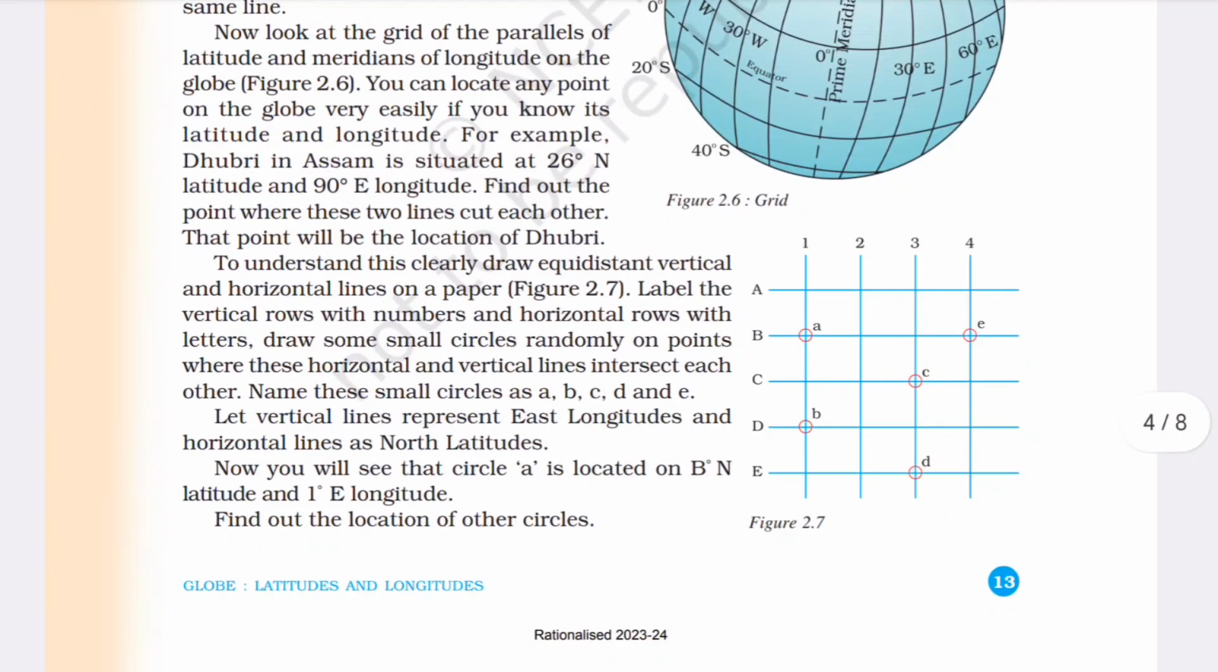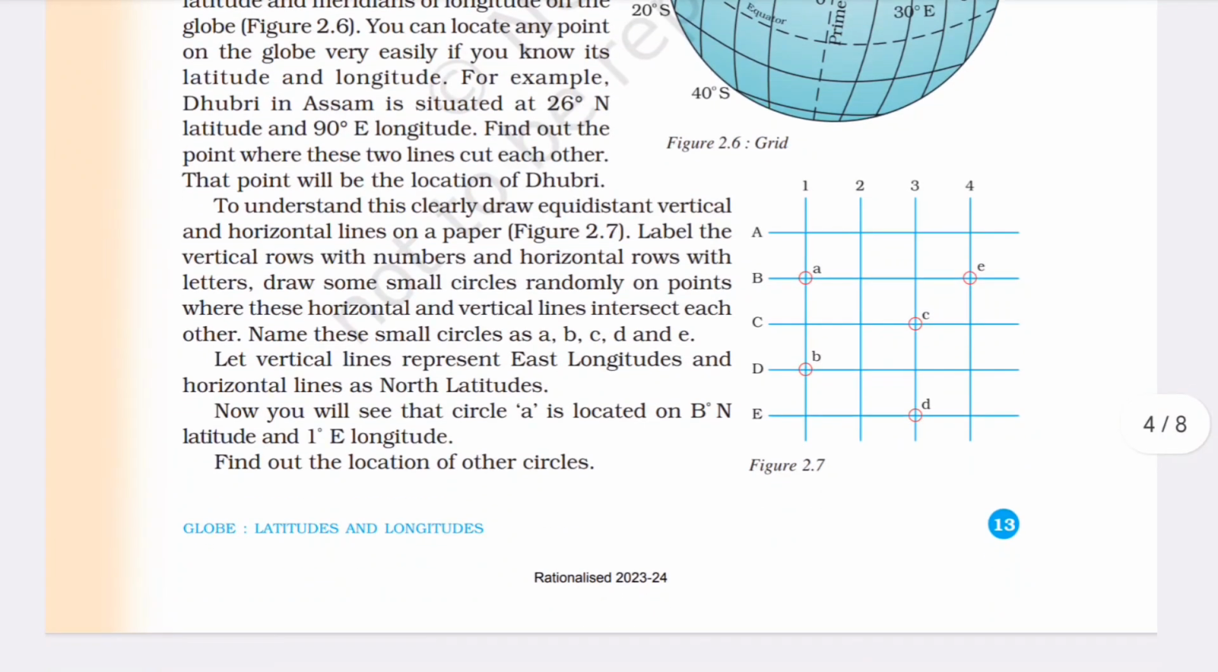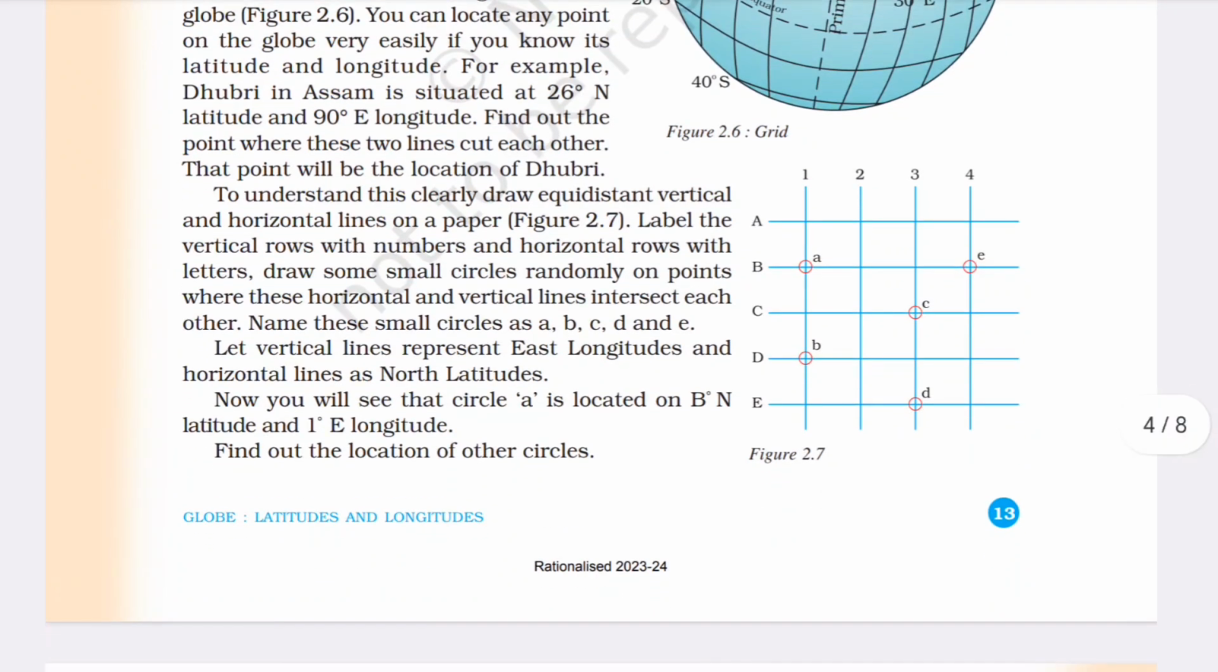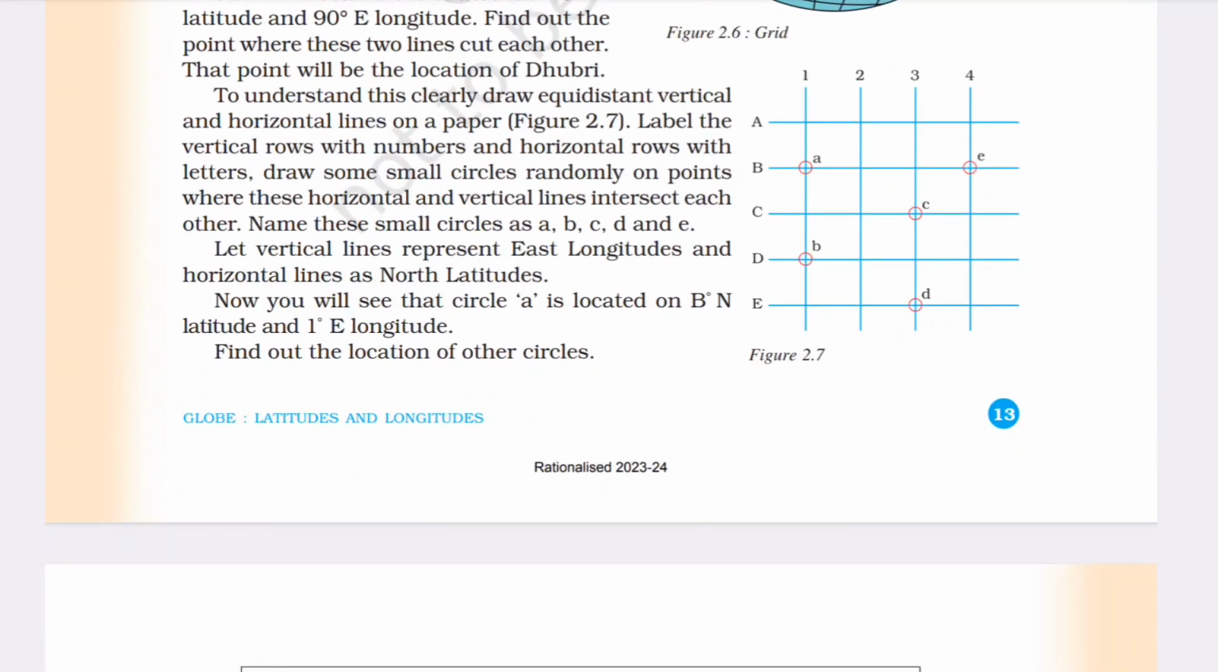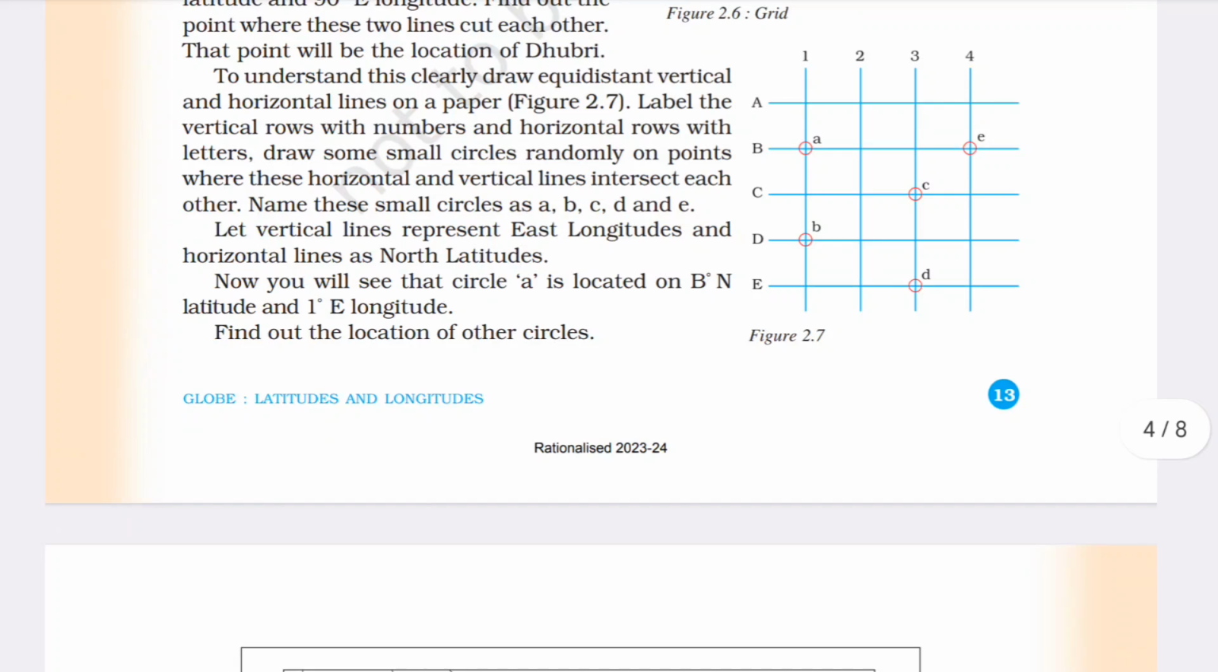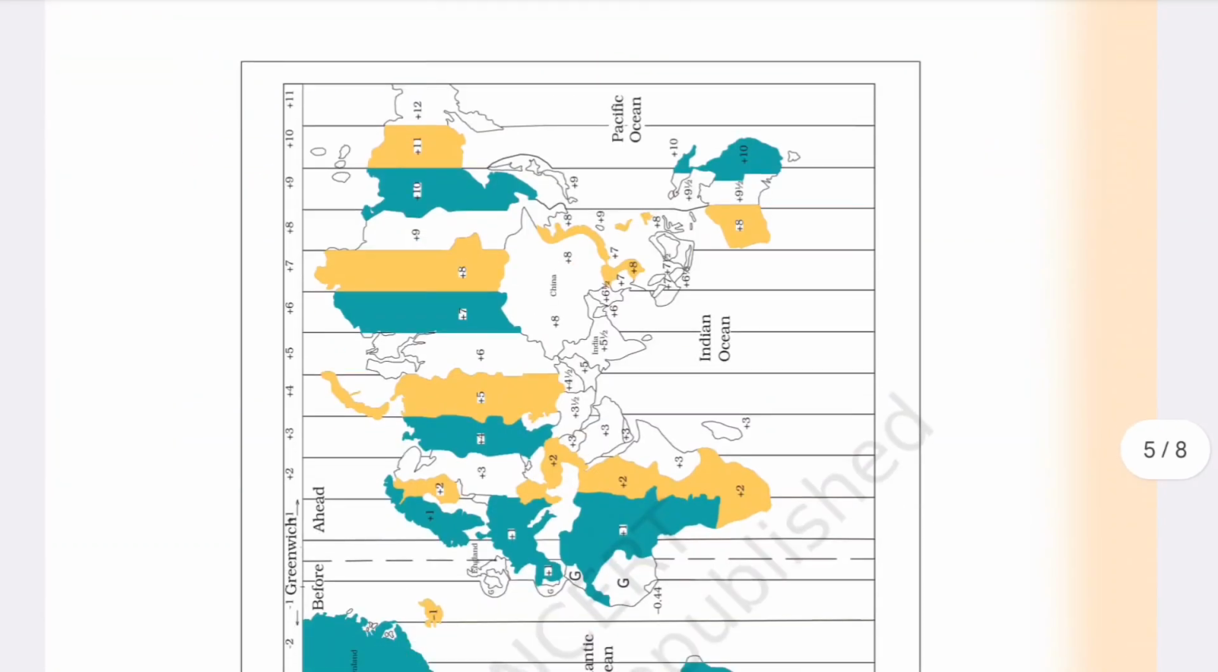To understand this clearly, draw equidistant vertical and horizontal lines on paper. Label the vertical rows with numbers and the horizontal rows with letters. Draw some small circles randomly on the points where these horizontal and vertical lines intersect each other. Name the small circles A, B, C, D, and E. Let the vertical lines represent east longitude and the horizontal lines north latitude. Now you will see that circle A is located on B degree north latitude and 1 degree east longitude. Find out the location of the other circles.